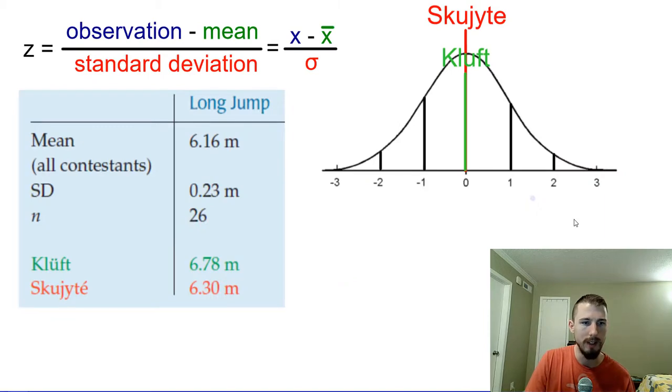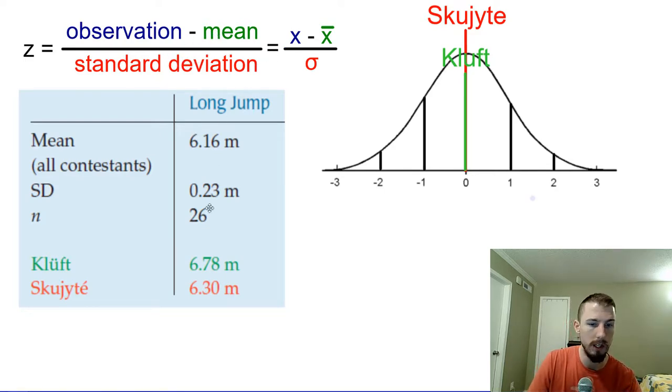All right, so a z-score is calculated. It's basically how many standard deviations above or below the mean. You take the observation, which is our statistic, so however far they threw or whatever it was, minus the mean, which is the average for all the girls for that event, like the long jump. Then you divide it by the standard deviation of that.